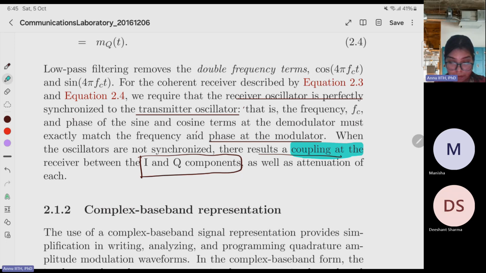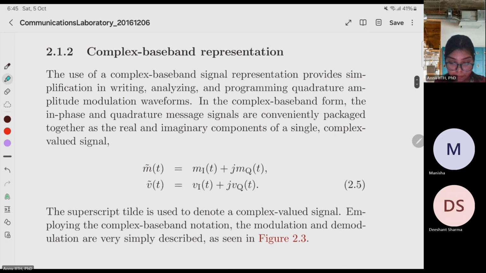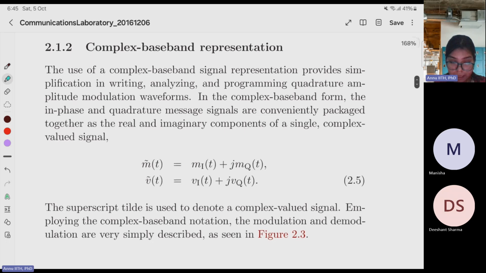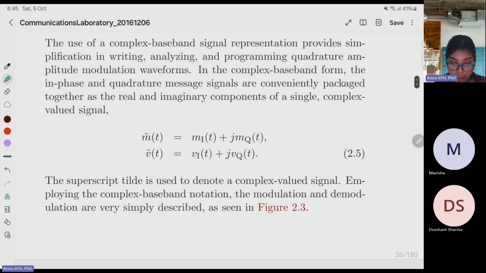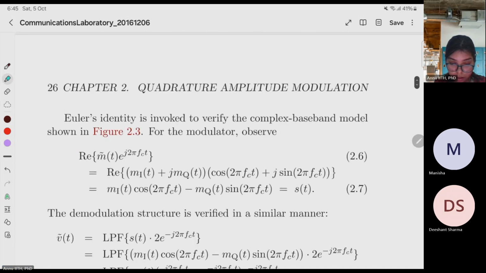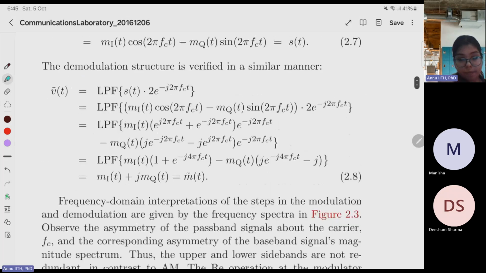Now, complex baseband representation. The use of complex baseband signal representation provides a simplification in writing and analyzing the quadrature amplitude modulation waveform. In the complex waveform representation, it will again be the I and Q components. So try to understand this mathematics.